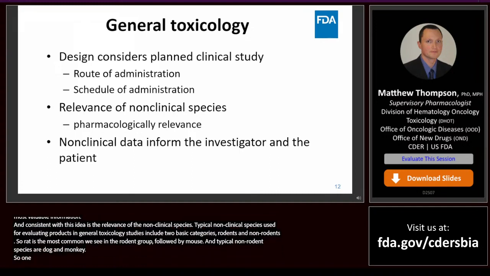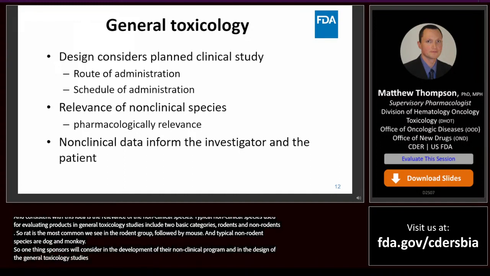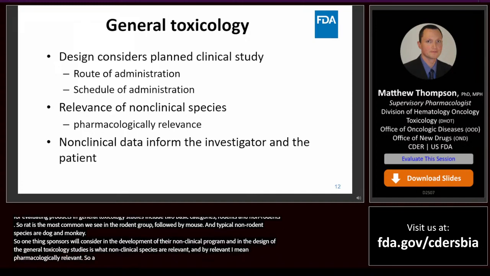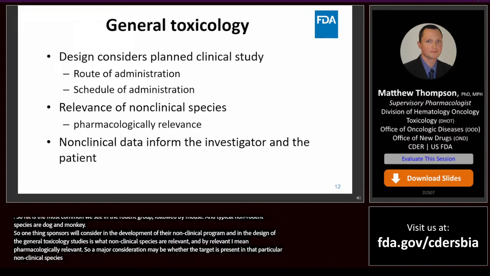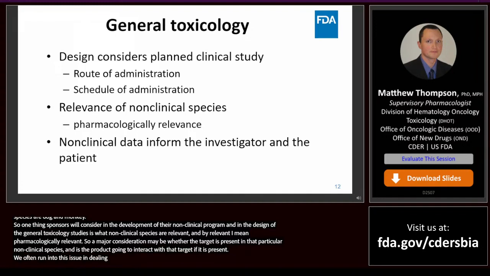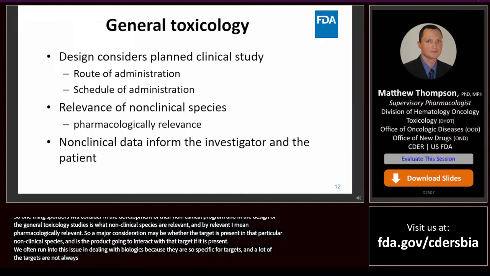So one thing sponsors will consider in the development of their non-clinical program and in the design of the general toxicology studies is what non-clinical species are relevant. And by relevant, I mean pharmacologically relevant. So a major consideration may be whether the target is present in that particular non-clinical species. And is the product going to interact with that target if it is present? We often run into this issue in dealing with biologics because they're so specific for targets, and a lot of the targets are not always found in rodents.